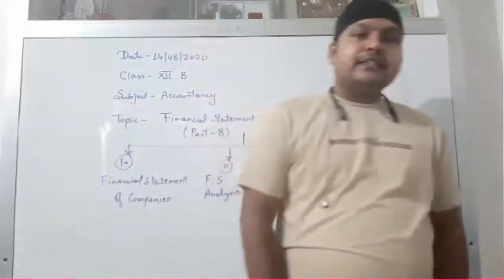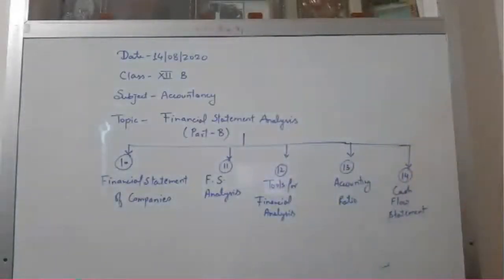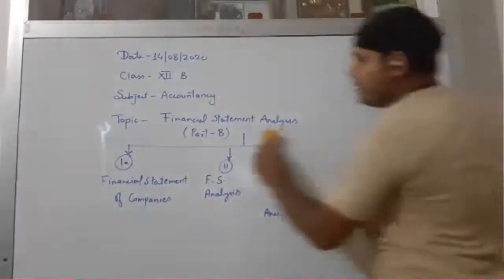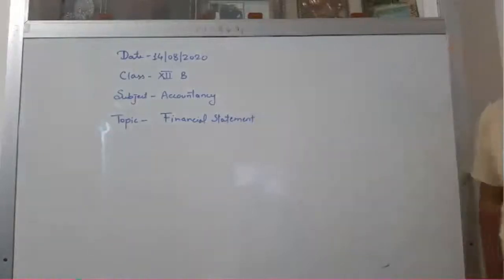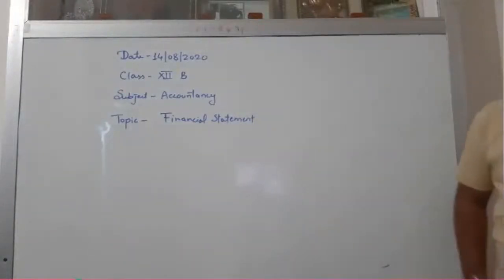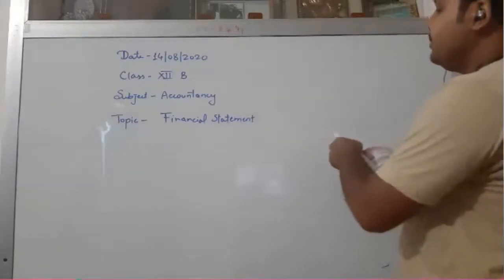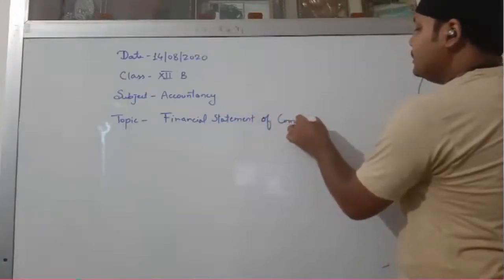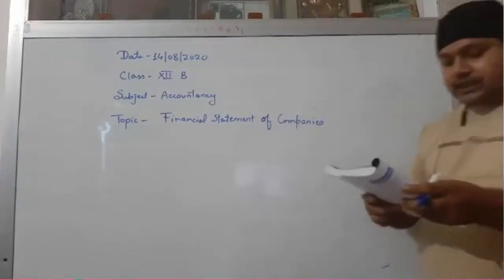So let's move to the first chapter of part B. The first chapter of part B is financial statement of company. The chapter number 10. So what is a financial statement of company?